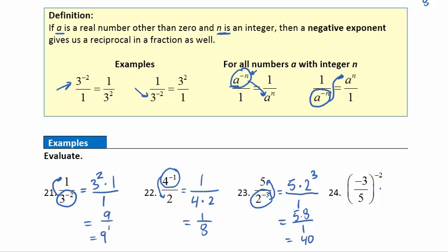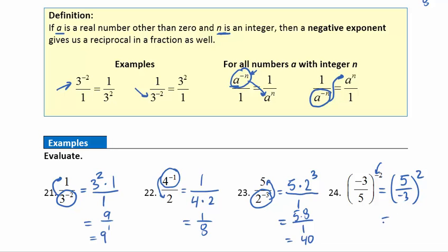Okay, 24. I have just 1 negative exponent, and that's out here. But notice that negative exponent now is going to this whole fraction. So to remove that negative exponent, I need to take the reciprocal of this whole fraction. So to take the reciprocal, all I do is flip this. So it's going to become 5 over negative 3 to the positive second power. So removing the negative exponent, we just flip the fraction.